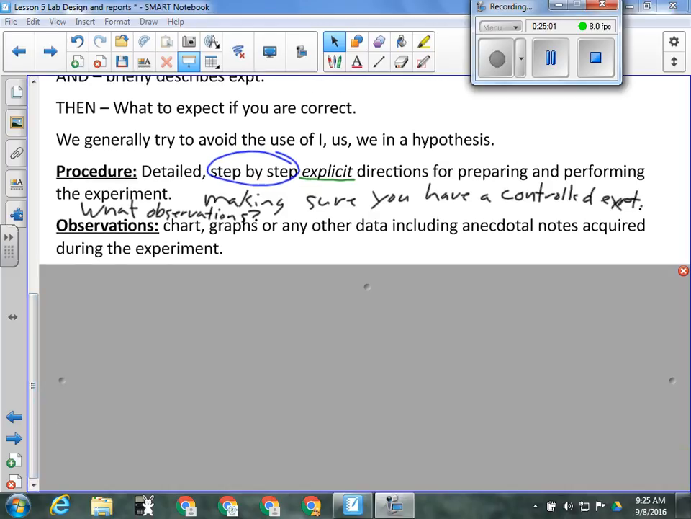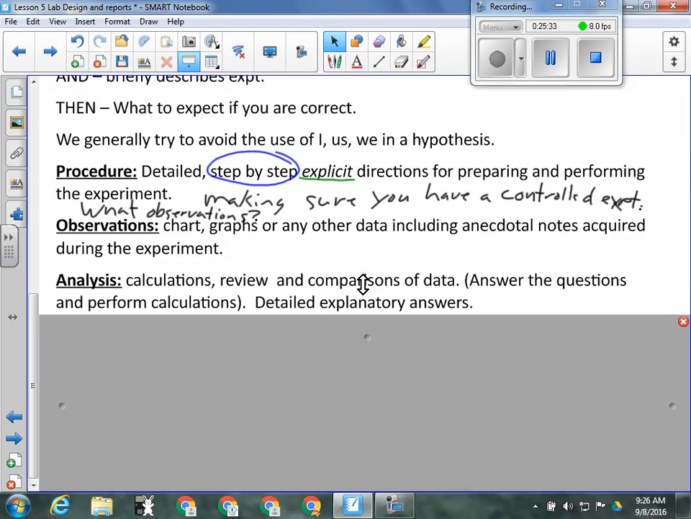Once you have observations, what do you generally do with them? Even before you make your conclusion, you have to do something with your observations before you can make a conclusion. You have to analyze them. You have to figure out, what do these observations say? Okay, it could also be that you make some graphs that show a relationship between some other things that went on in your experiment. You do some calculations, okay, things like that. Those things go in your analysis. So calculations, review, comparisons of data, okay.